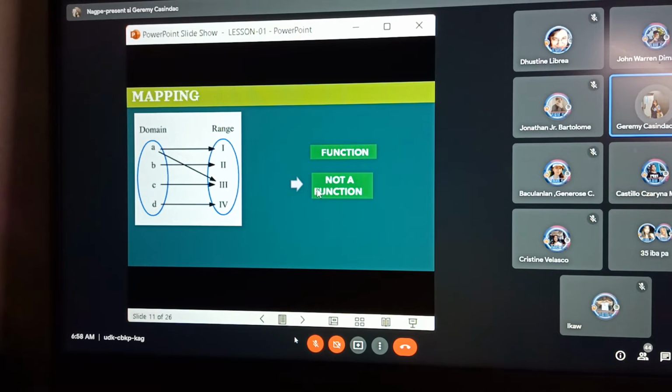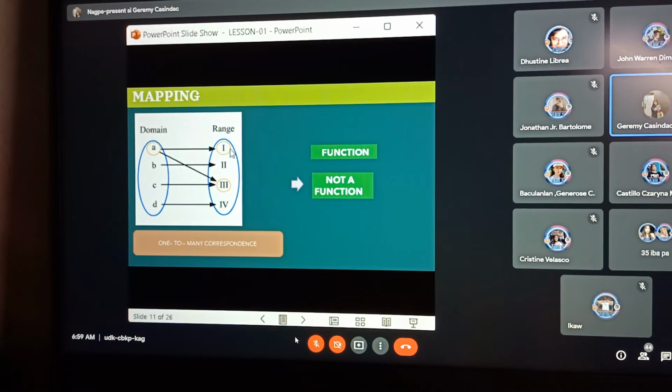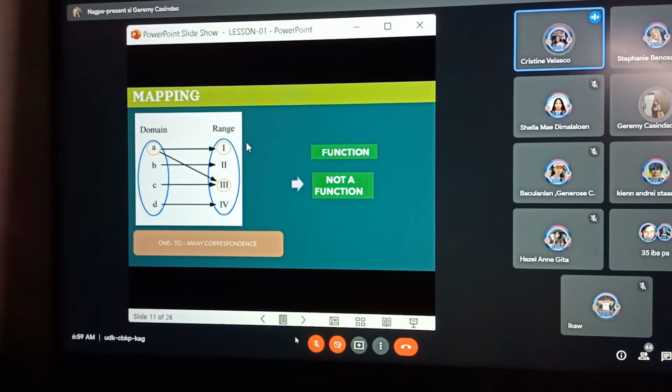So, therefore, that is not a function since nag-repeat or nag-double yung A domain natin. So, si A, minatch siya sa range na Roman numeral number 1 and Roman numeral number 3. So, therefore, this is not a function. So, this type of correspondence is what you call a one-to-many. Okay? Do you guys follow? Yes po. Okay. Next, another example.